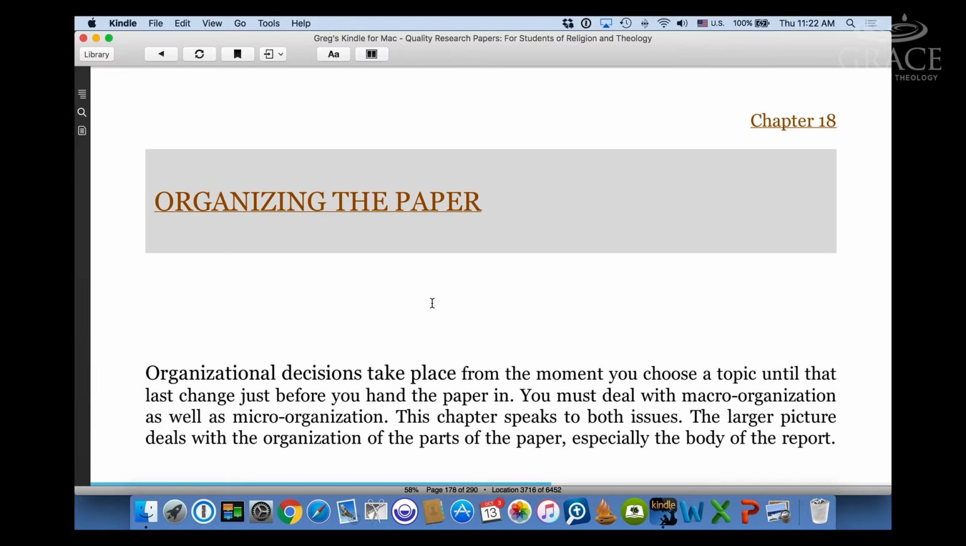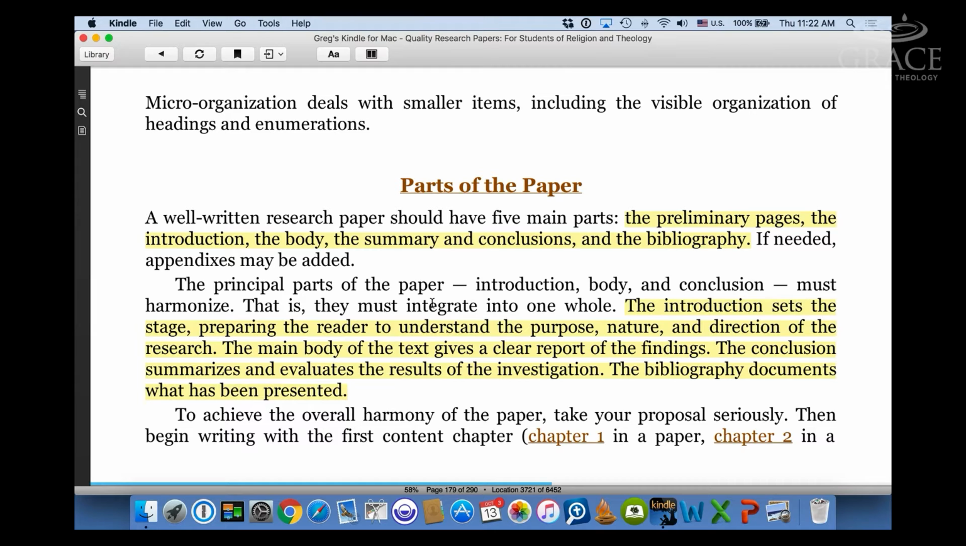Okay, let's go to chapter 18, organizing the paper. And so we're just going to discuss briefly the parts of the paper. So there's 5 main parts: the preliminary pages, the introduction, the body, the summary and conclusions, and the bibliography. So the preliminary pages are 2 for us. It's the title page with the title of the paper on it and the name of the course and all that. And then the second page is the thesis and outline page. And then you get into the text of the paper.